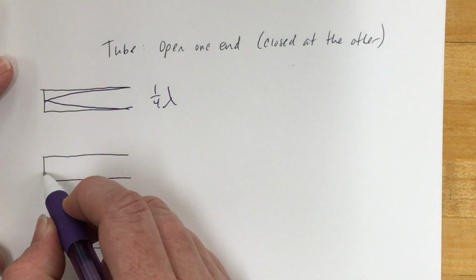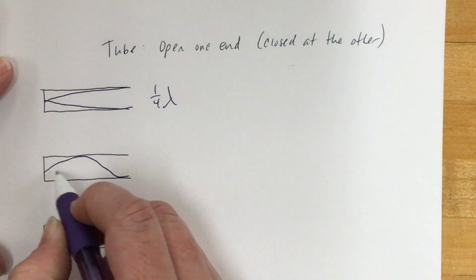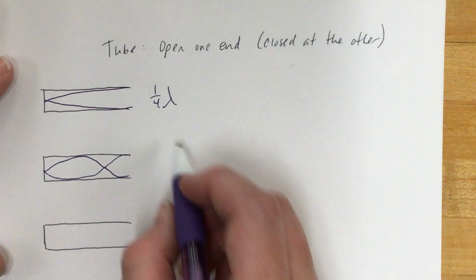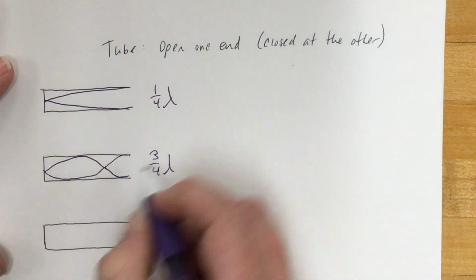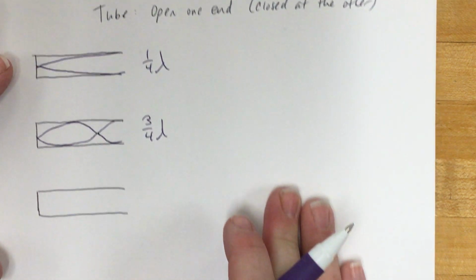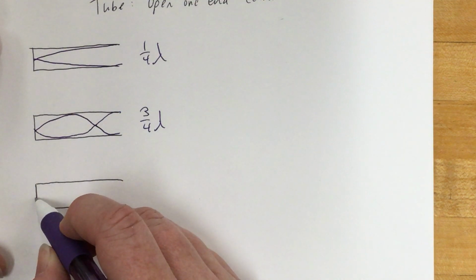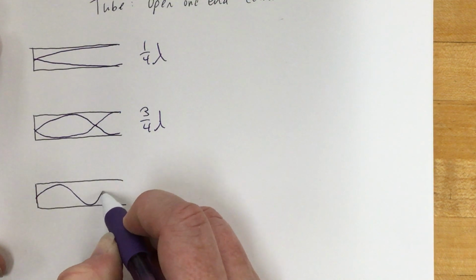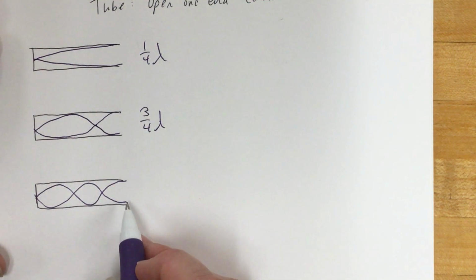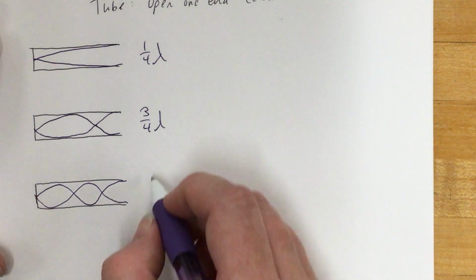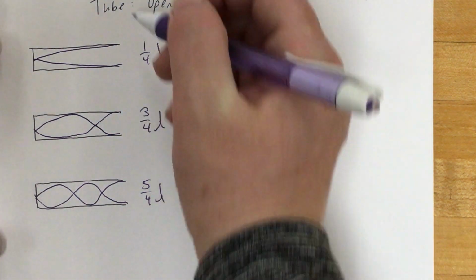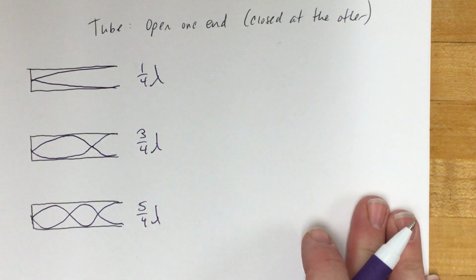If we go on to the next one here, we go up and end here, down and end here. We start with a node, we end with an antinode, and this gives us 3/4 of a wavelength. This is half, and then this part is 1/4. If we come down here, do the same thing. We go up, down, and up. Same idea, we start with a node, we end with an antinode on the open end, and here we end up with 5/4 of our wavelength. And this could continue with more tubes if we wanted it to.